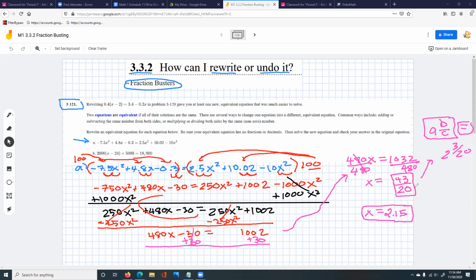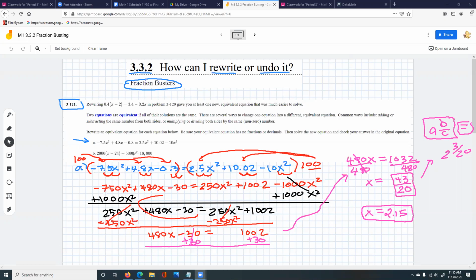All right. Usually I prefer fractions. Fractions are way better. But since this started as a decimal, we'll leave it as a decimal. Okay. 43 divided by 20, 2.15. Okay. That is part A.